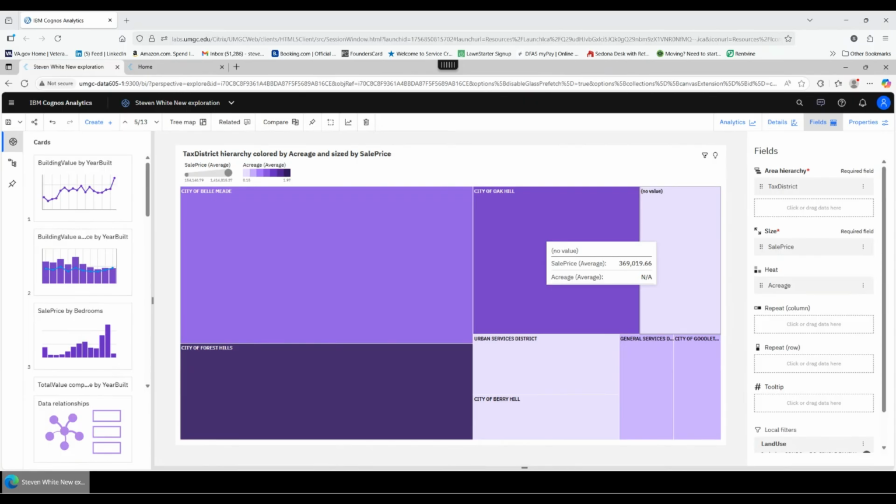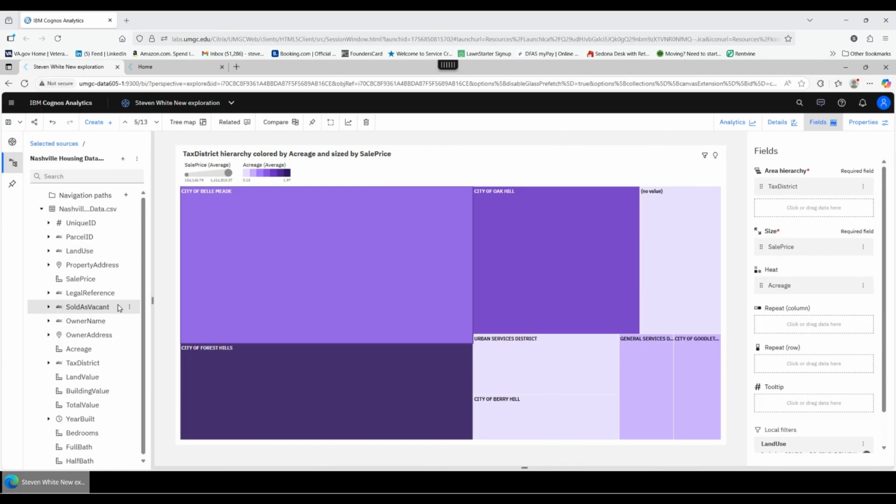Today we're going to be exploring the Nashville housing data set using IBM Cognos Analytics. This data set provides a rich picture of the Nashville real estate market, covering property transactions, valuations, and features. The data set includes details like property addresses, sales prices, land value, building value, total value.